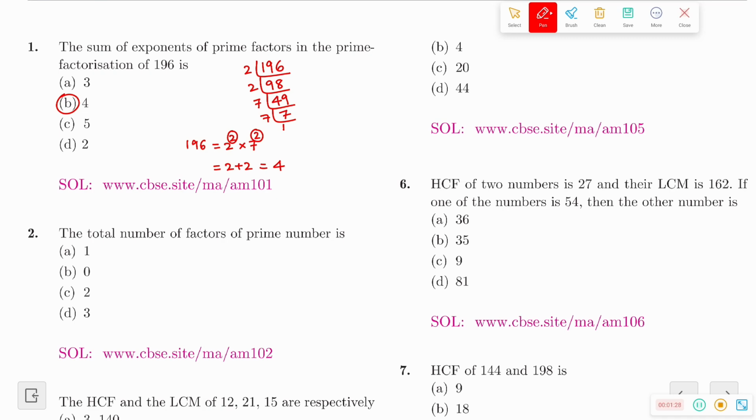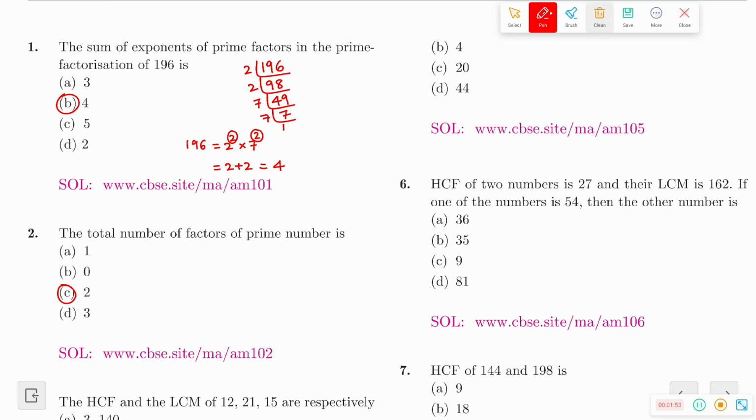Now coming to question number 2: the total number of factors of a prime number is. We all know a number which has only two factors, one and itself, is called a prime number. So the number of factors of a prime number is 2. So option C is correct.